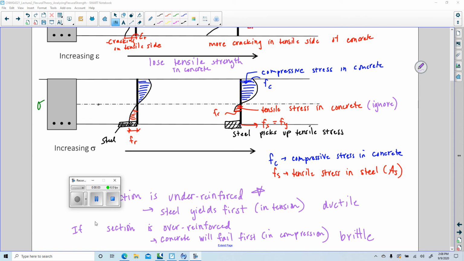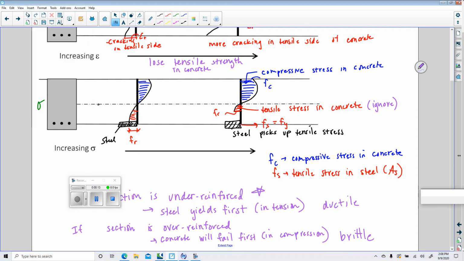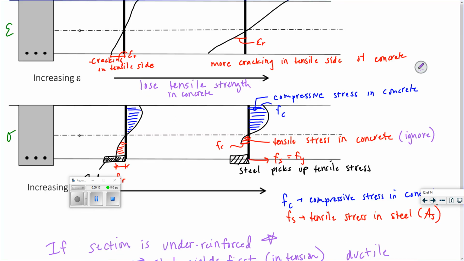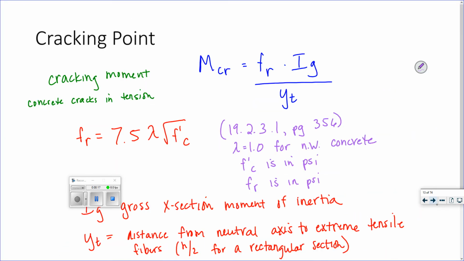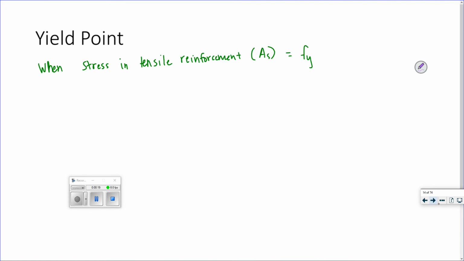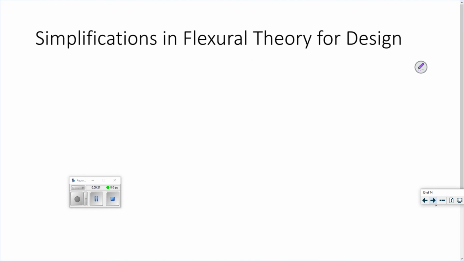Okay, now that we've talked about a bunch of our theory here for flexure, we're going to move on to how all of this works in design. So that's our yield point. Simplifications for our flexural theory.